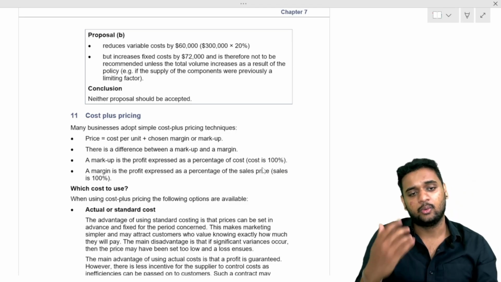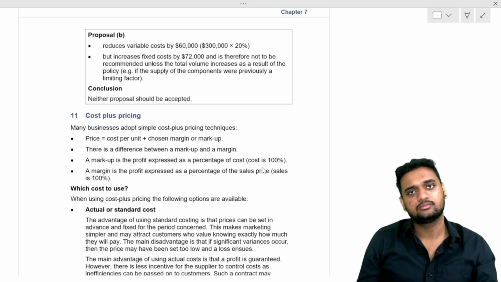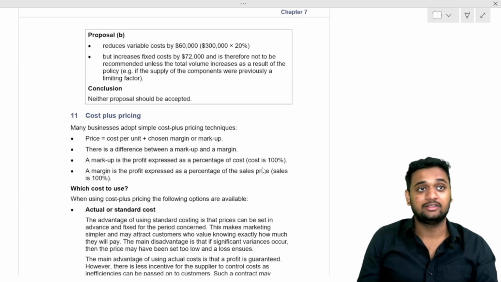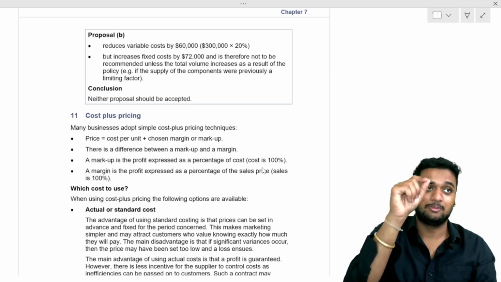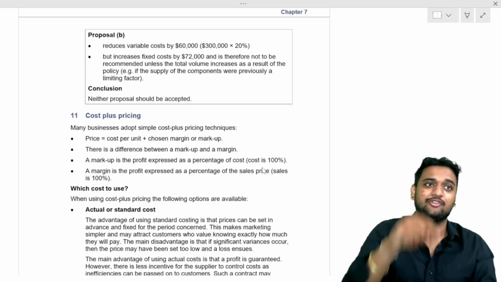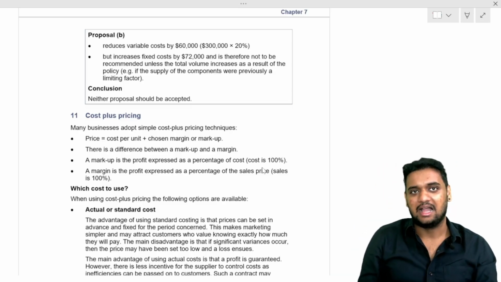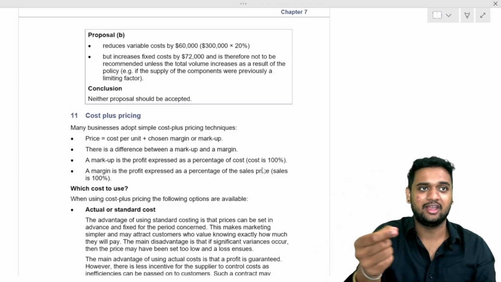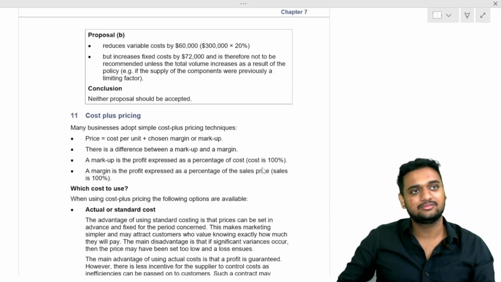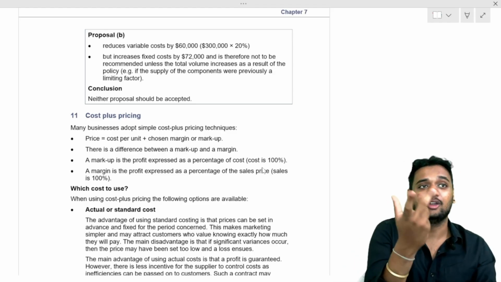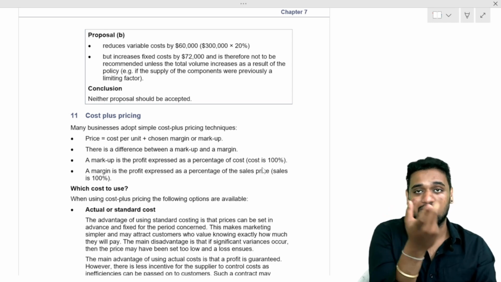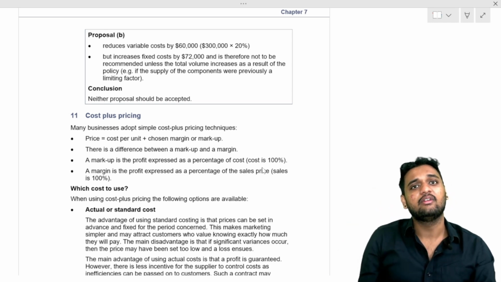Theoretically, tell me why we would use actual cost or standard cost. If you take the actual cost plus profit, it shows the true value of your company. Actual cost plus profit shows the true selling price. If you take the standard cost, it may not be the true profit, because standard might be different, actual might be different. But why will we use standard cost?